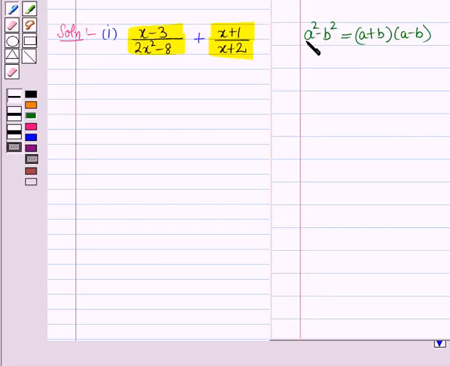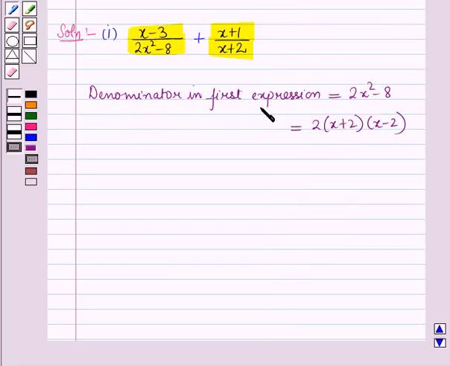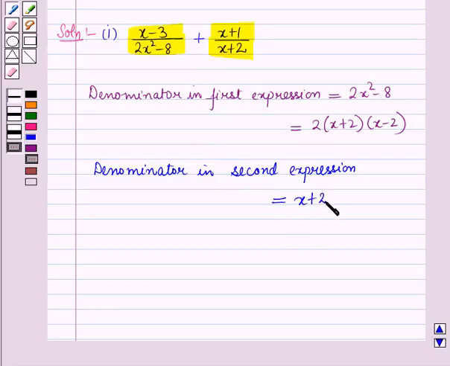Now we know that a square minus b square is equal to (a plus b) the whole into (a minus b) the whole. So this is equal to 2 into (x square minus 2 square) the whole, which is equal to, applying the formula of a square minus b square, 2 into (x plus 2) the whole into (x minus 2) the whole. So on factorization, the denominator in the first expression will be equal to 2 into (x plus 2) the whole into (x minus 2) the whole.